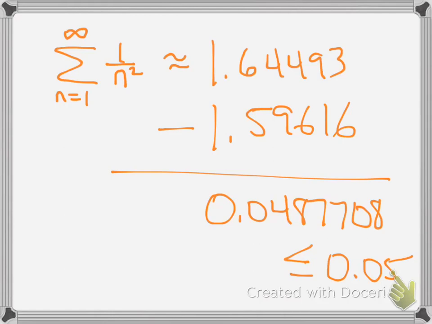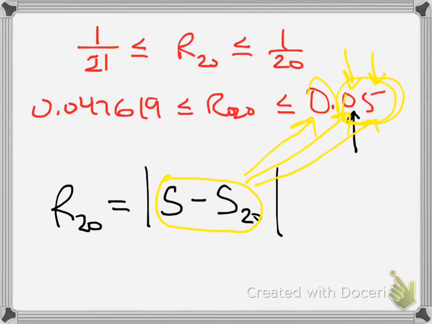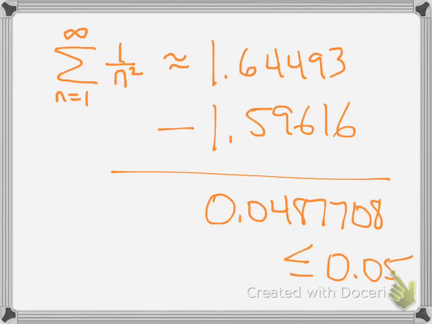The integral test gave us an error that was bounded above by 0.05. On the other end, it was bounded by 0.047619, and this is bigger than that. So I can put the 0.047619 over here, less than or equal to, and then this value is in between those two. So obviously, the integral test worked. Okay, but we're going to need more than 20 terms to get a good, accurate approximation for this.